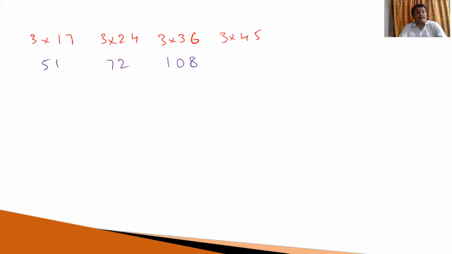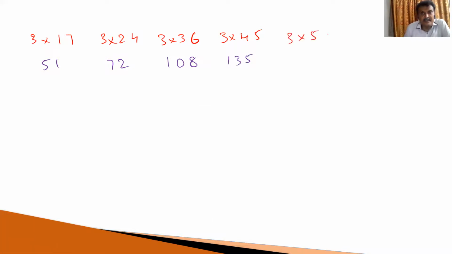345 times. 3 times 4 is 12. 340 times equal to how much? 120. 3 times 5 is 15. Now 345 times equal to how much? 135. 135 is the answer. Okay.